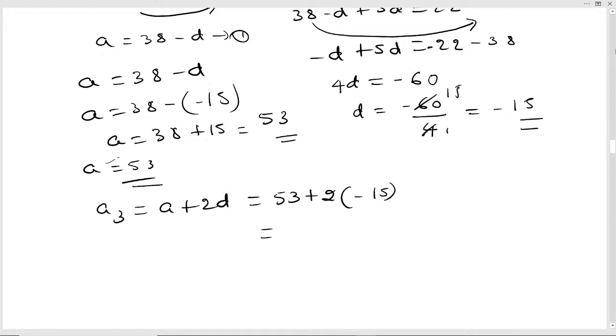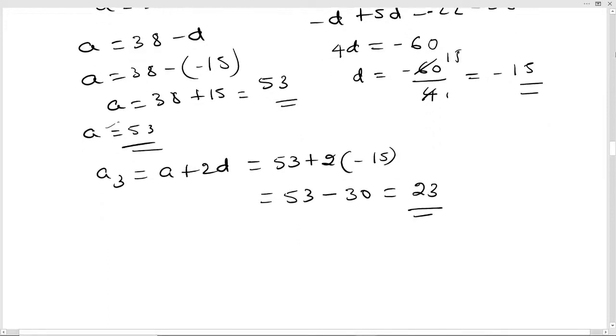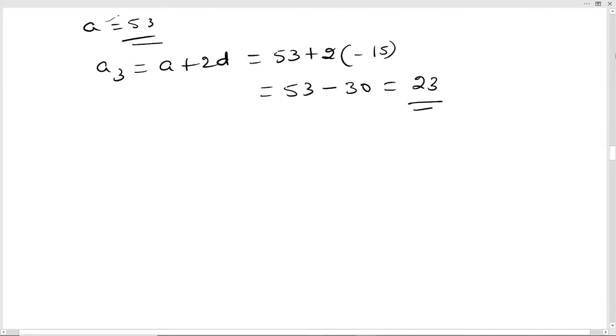So that will be equal to 53. Now plus into minus is minus, 15 2s are 30. So you got the third term. The answer will be 23, since 53 minus 30 is 23. This is the answer for the third term that they are asking. So the answer will be 23.